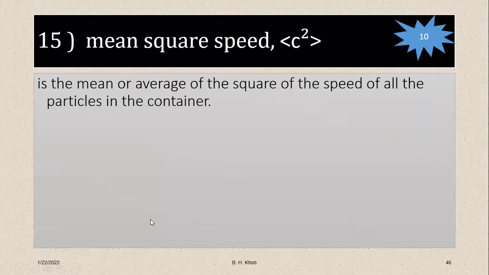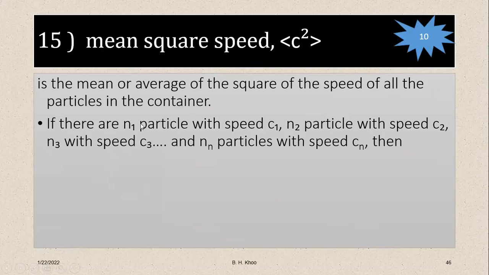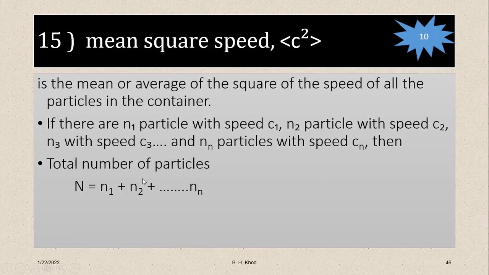Mean square speed. What does it mean? It's just the mean or average of the square of the speed of all the particles in the container. So we have N1 particles with speed c1, N2 particles with speed c2, N3 particles with speed c3, and Nn particles with speed cn. Then you should know how to calculate the total number of particles. You just add all the N1, N2, N3, N4, and Nn.